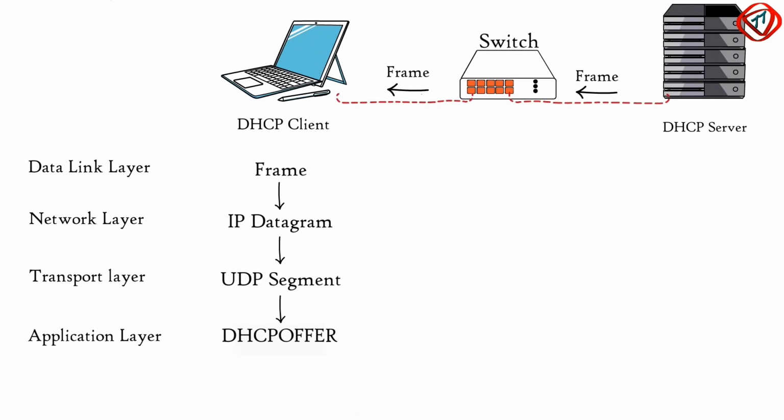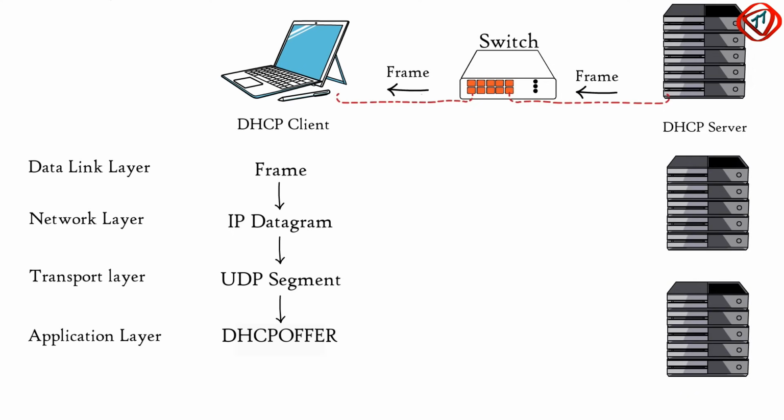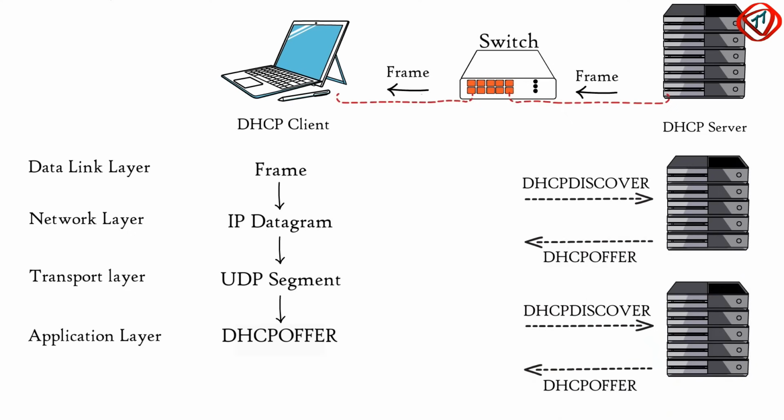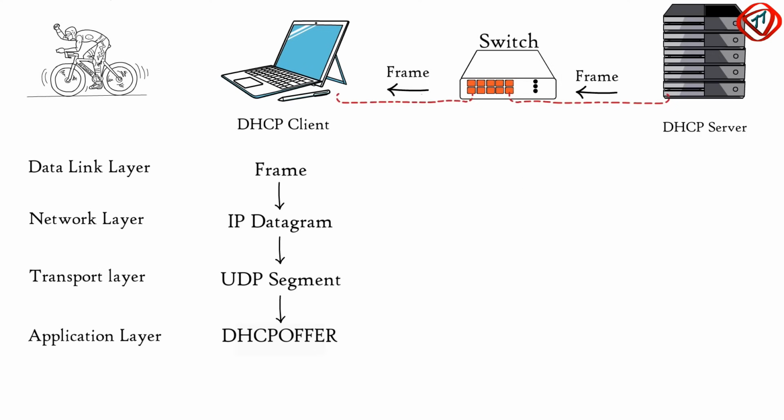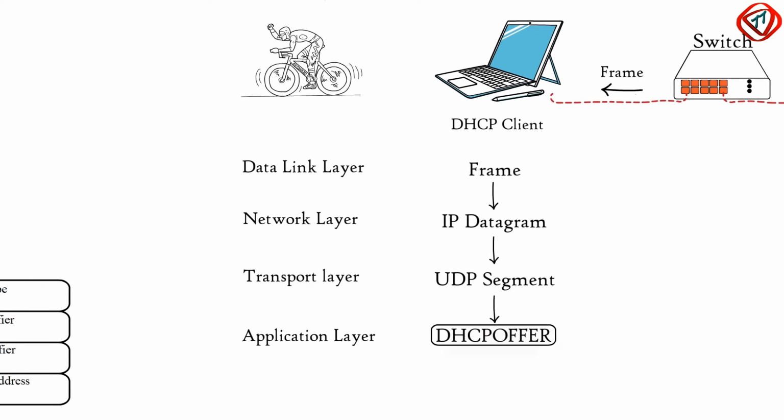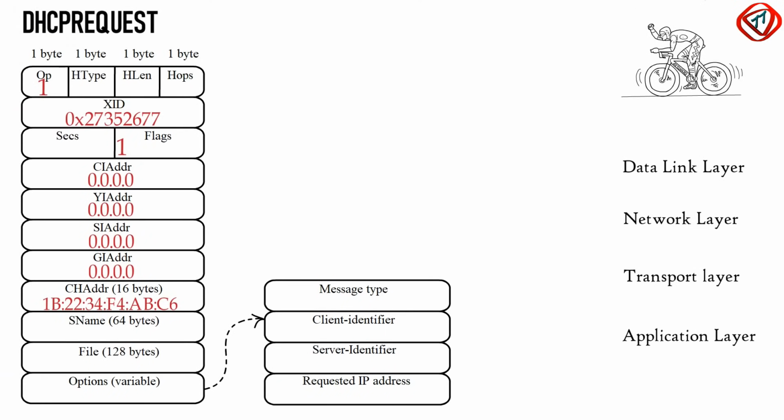Note that a network may contain more than one DHCP server, so the client's discover message may be received by multiple DHCP servers. In such a case, the DHCP client can receive multiple offer messages. Typically, the DHCP client accepts the offer which it receives first. However, if the client does not receive any offer in response to the discover message, the client times out and retransmits the discover message.